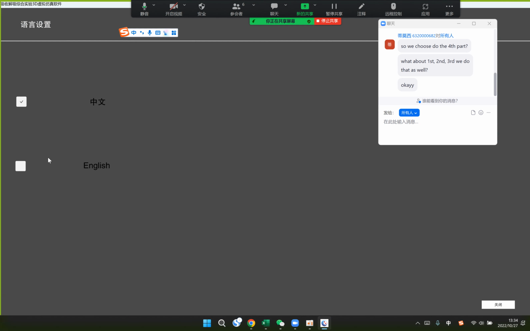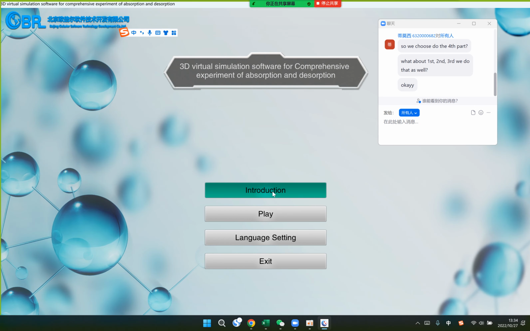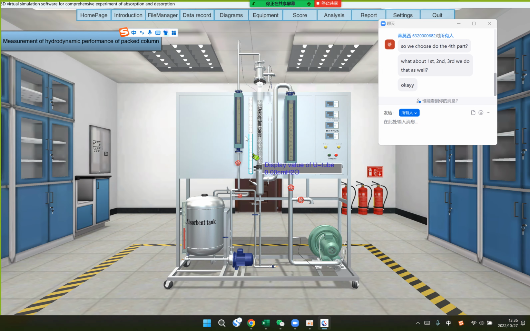First we change the language into English, and then you may choose the packing. Here are some types of packings: a bar ring, structured packing, or Raschig ring. You can choose a random one. However, here we use the first one as an example. The experiment contains one tower, which is actually a distillation and absorption tower.